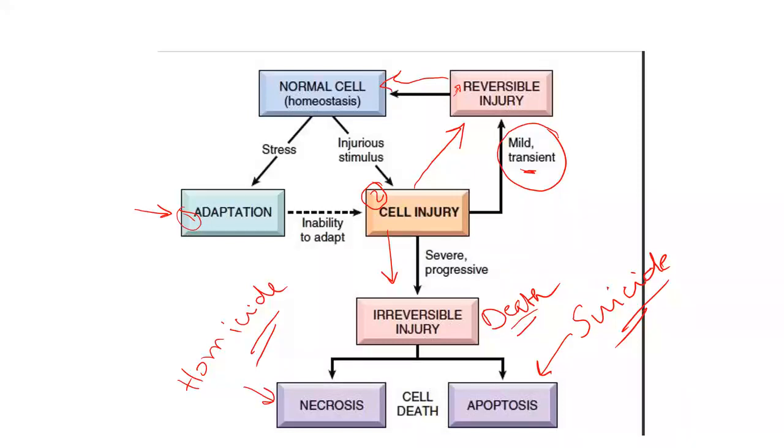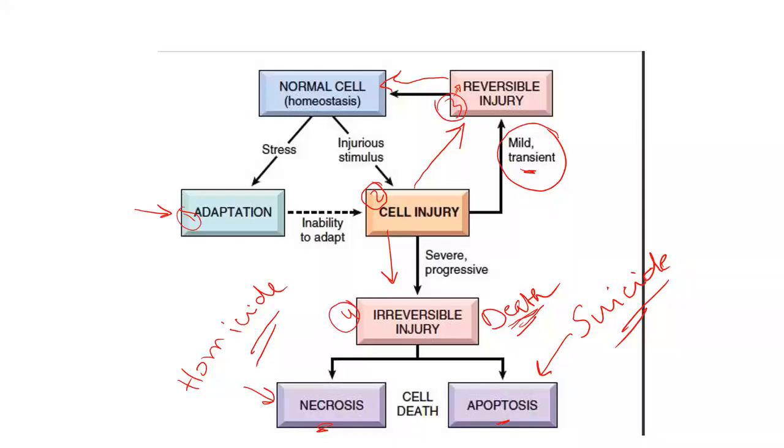If it is severe, it leads to cell death. So these are the topics we are going to learn in cell injury. First, adaptation, then cell injury in the form of reversible injury, and irreversible injury in the form of necrosis and apoptosis. Fine? These are the points we are going to clear in cell injury.